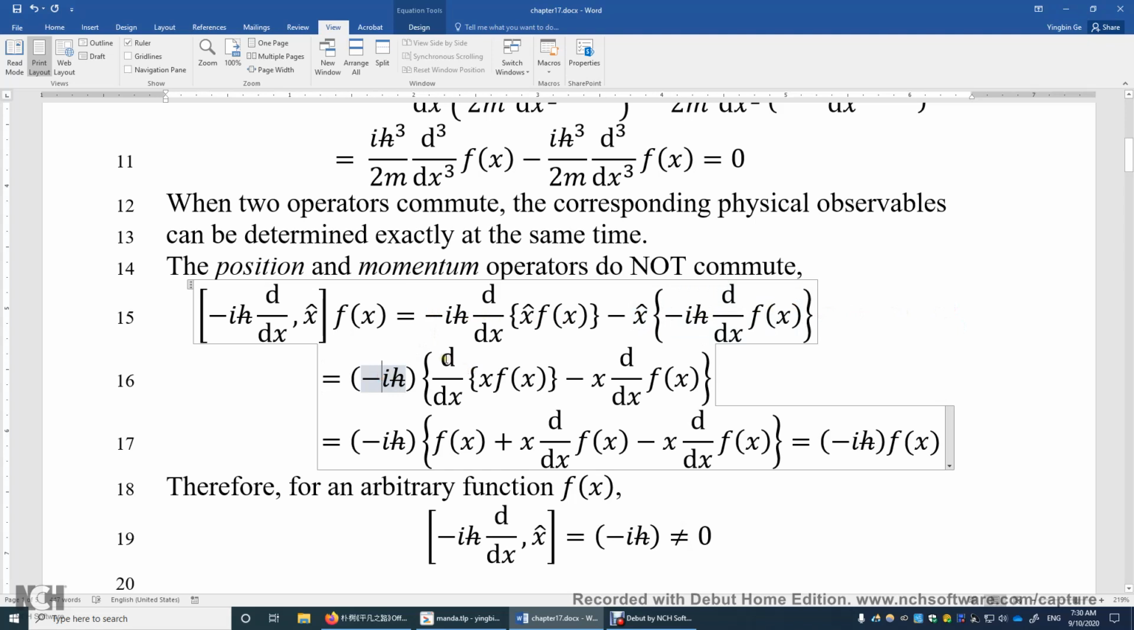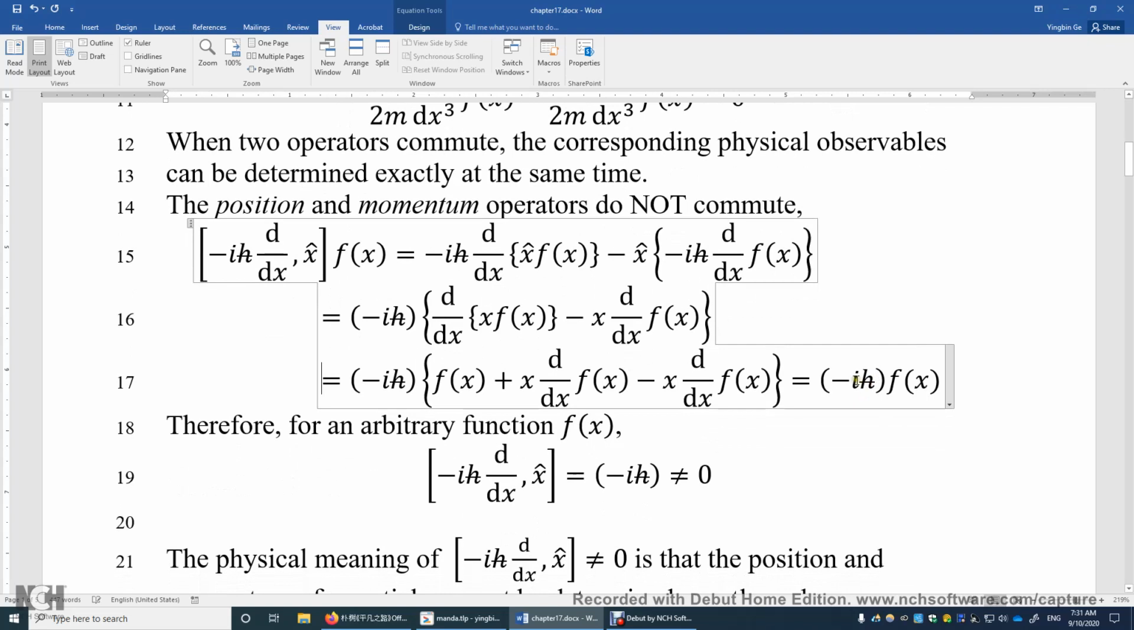And then we need to take the first derivative of x f and then subtract x times the first derivative of f. Using the product rule, we get two terms here. Over here, we have only one term. These two cancel. So in the end, if you apply this commutator to f, the result is not 0. The result is a constant times f.